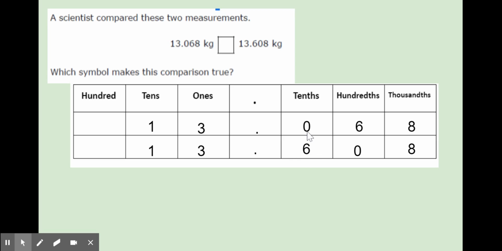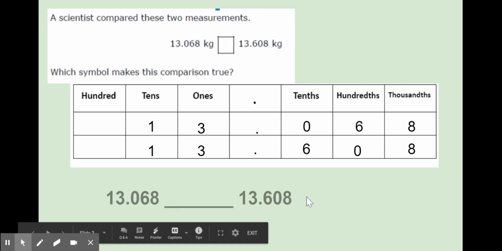6 is larger than 0, so 13 and 608 thousandths is larger. So 13 and 68 thousandths is less than 13 and 608 thousandths.